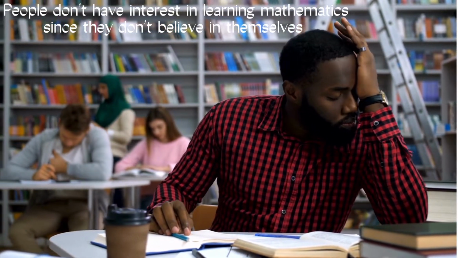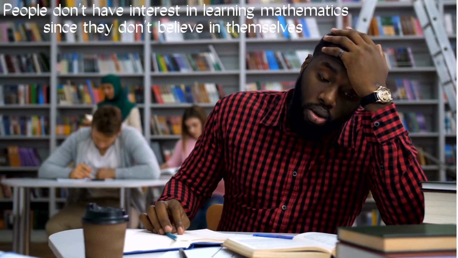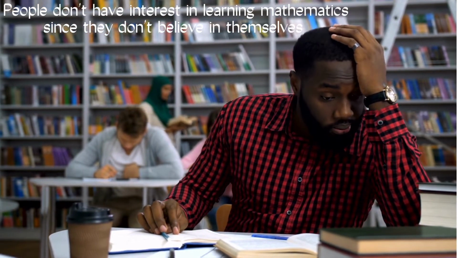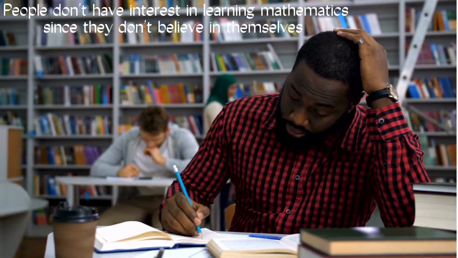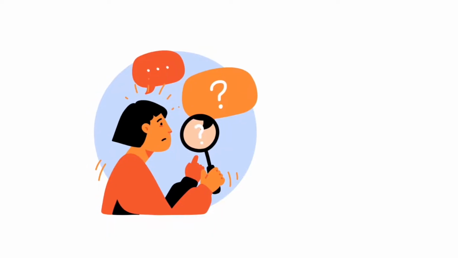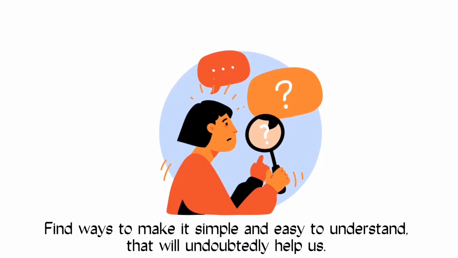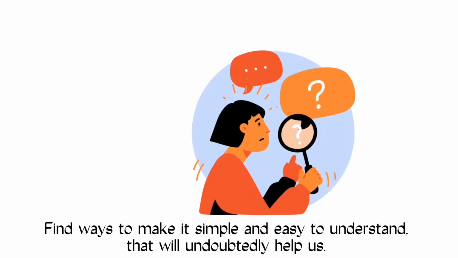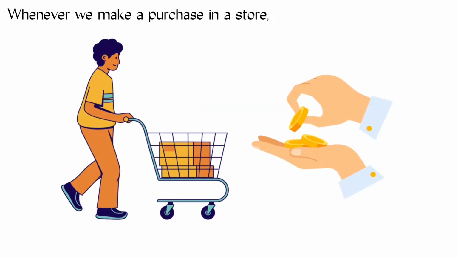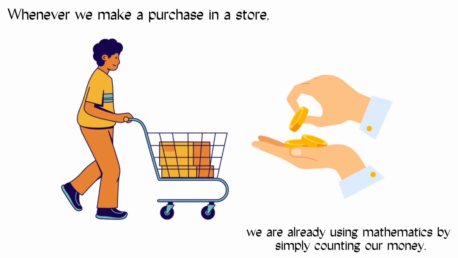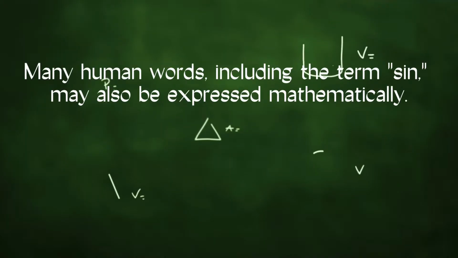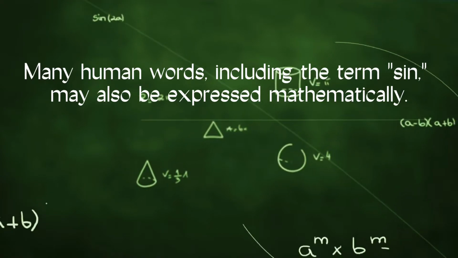Since people don't believe in themselves, they never have any interest in actually learning mathematics because they consistently perceive it as a difficult topic. We can't deny that mathematics is a part of our lives, so if we can view it in terms of human language and find ways to make it simple and easy to understand, that will undoubtedly help us. For example, whenever we make a purchase in a store, we are already using mathematics by simply counting our money.